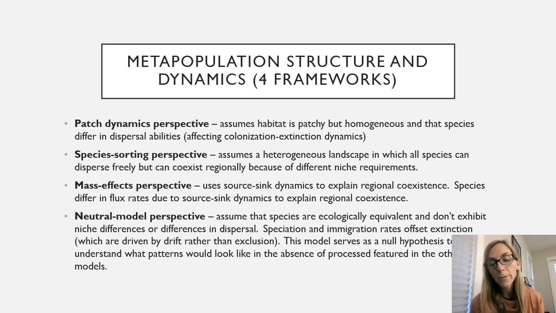The neutral model perspective assumes that species are ecologically equivalent and don't exhibit niche differences or differences in dispersal, and that speciation and immigration rates offset extinction, which are driven by drift rather than competition or exclusion. So this model really serves as a null hypothesis framework to help us understand what patterns would look like in the absence of some of the processes that we know are at play. And that's it for chapter 10.